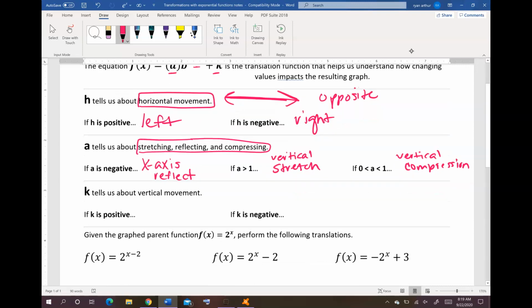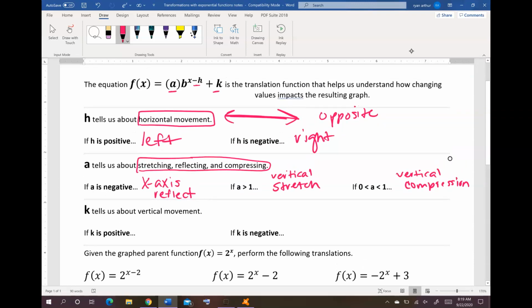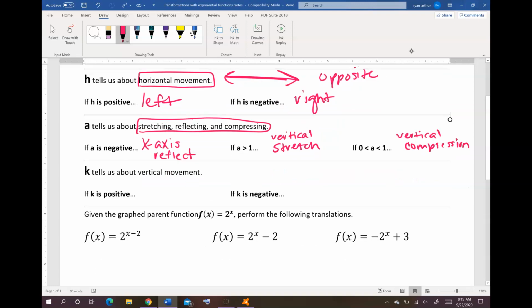Now, k is that last letter. It's everybody's favorite because it does your vertical movements. That's your up and downs. And it's the same. If k is positive, we go up. If k is negative, we go down. So what we're going to do is look at a couple of exponential equations, and we're just going to state the transformations.